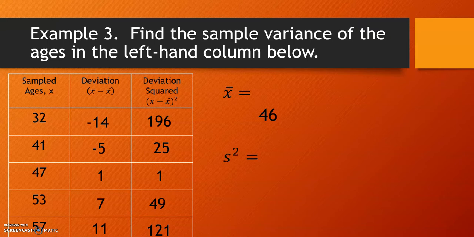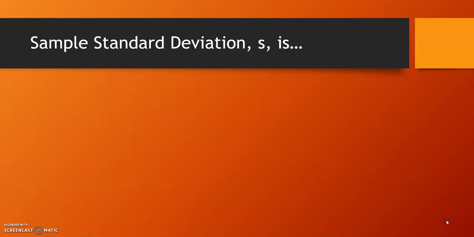Now to find the sample variance, S squared, we need to sum our deviations squared. So you're going to add up 196, 25, 1, 49, and 121. And then divide by 4. There are 5 data points, but we divide by n minus 1, so make sure you divide by 4. Equals 98.